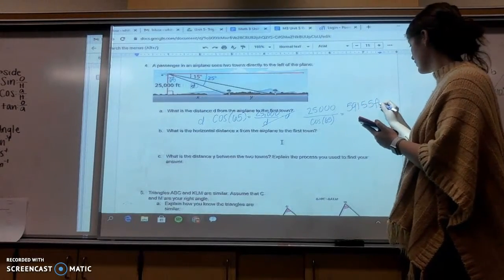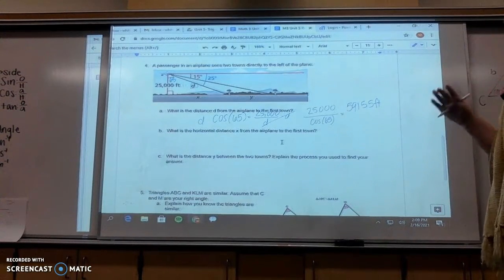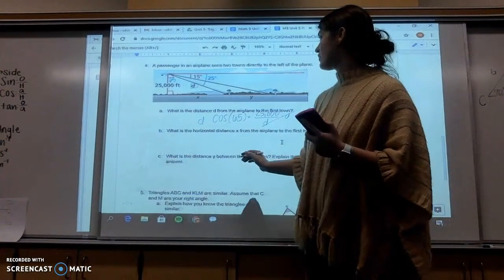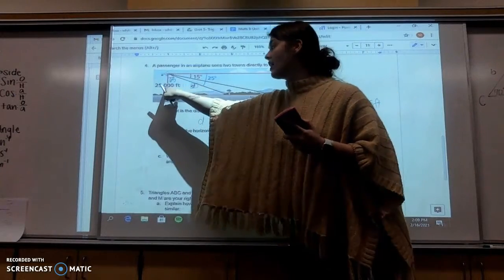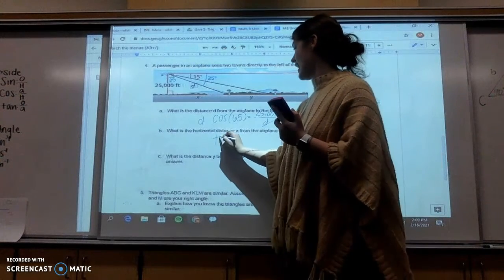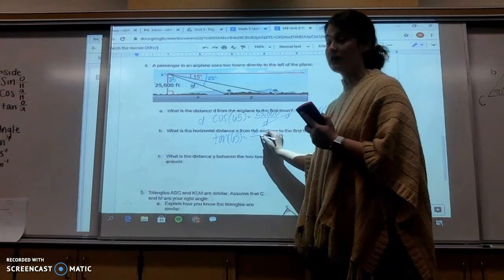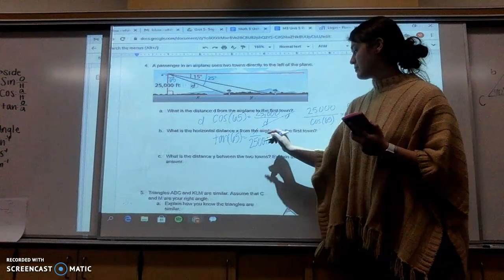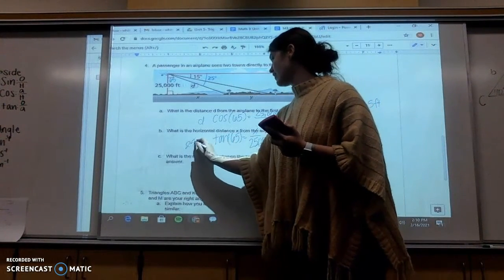59,155 feet. Now my airplane is that far away. What is the horizontal distance from the airplane to the first town? So we're looking for this X distance right here. We're looking for the same thing in relationship to my angle of 65. I want opposite and I know adjacent. So opposite and adjacent means tangent. So I'm going to use tan of 65 is equal to my opposite, which I don't know, over 25,000. That's my adjacent. So to get x by itself, I gotta multiply by 25,000. What I do to one side, I gotta do the other.